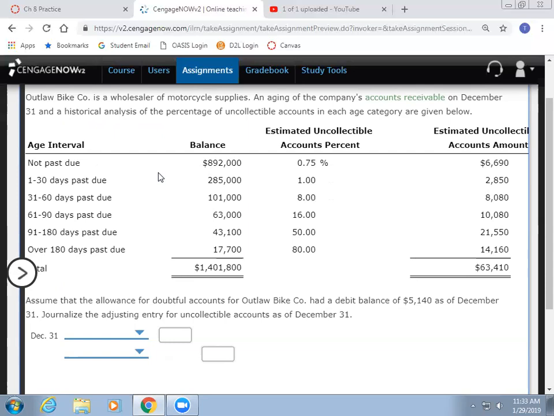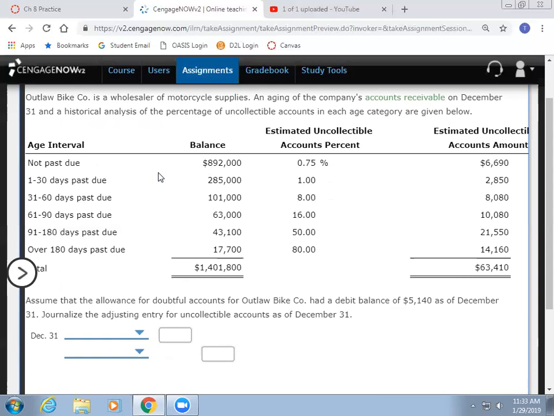So how do I calculate my adjustment amount? You don't subtract in this case. You're actually going to add. When it's a credit, if this was a credit balance, we would subtract to get that adjustment amount. You subtract 5,140 from 63,000. But here you're going to add them.